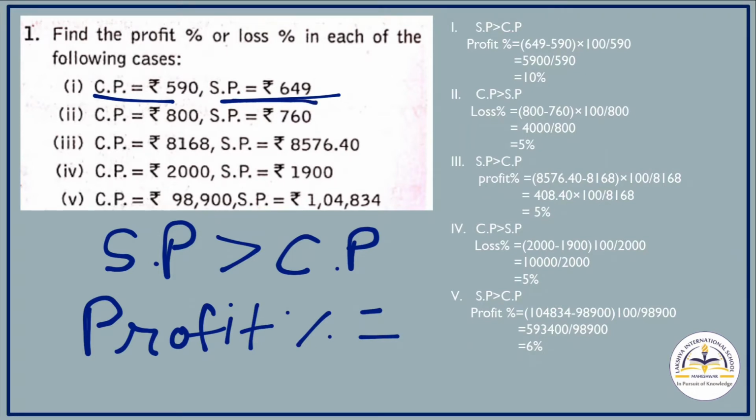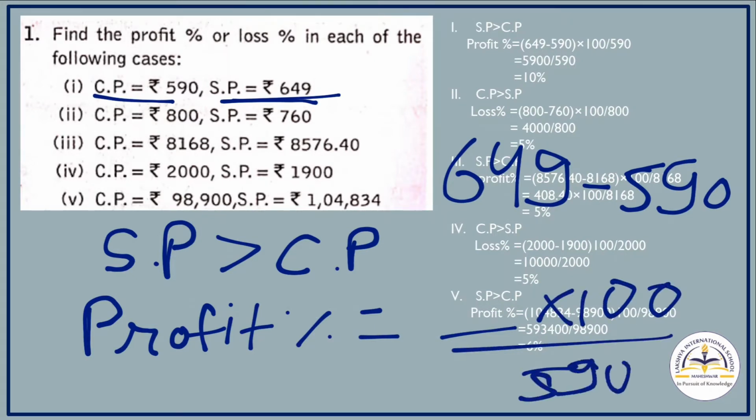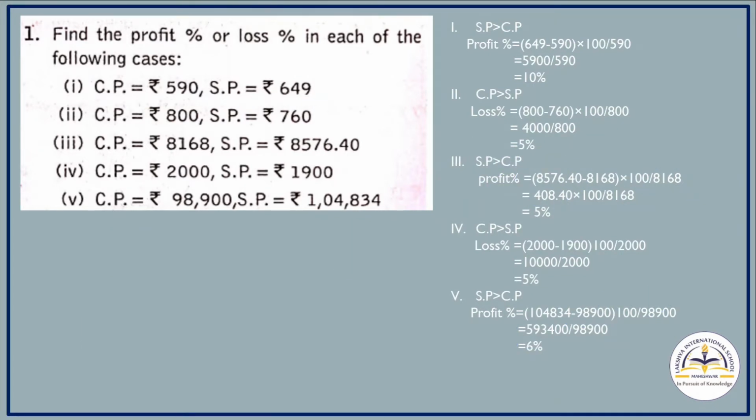How can we calculate the profit percentage? First we have to subtract 649 minus 590, and then whatever answer you got, you have to multiply by 100 and divide by 590 according to the formula which is given in the previous pages. Here you can see 5900 divided by 590. When you solve this, you will get 10. So we got 10% profit.